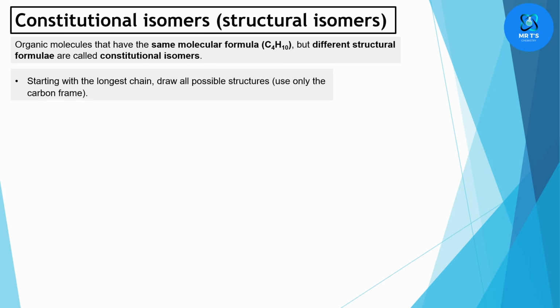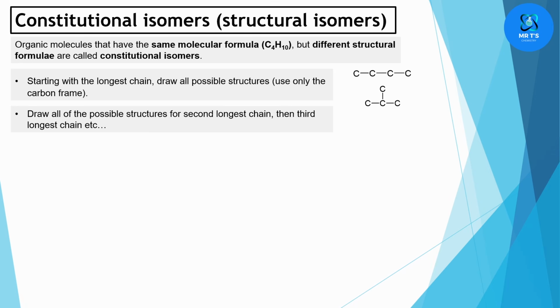So if we want to draw a constitutional isomer for a molecule, let's say C4H10, the first thing we have to do is draw the simplest one, and it's usually the one with the longest chain, 4 carbons in a row. So I usually just draw the 4 carbons joined together without drawing the hydrogens or anything else, just so I can visualize it. So that's my first possible way of connecting it. But I could also maybe do 3 carbons in a row, and a carbon off the middle. That's the only way that I can arrange the molecule when I have 3 carbons in a row.